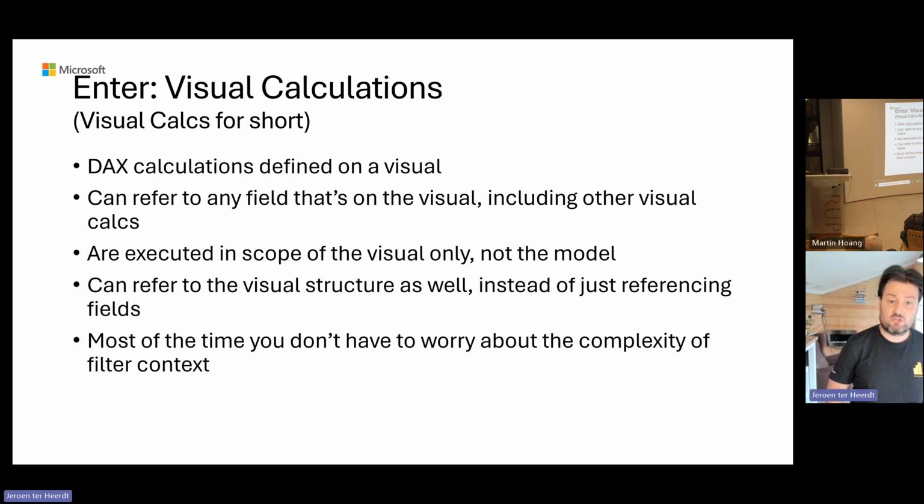But visual calculations have extra tricks. Not only are they way faster, because they work with aggregated data instead of unaggregated data like measures and calculated columns, they are like 500% faster.